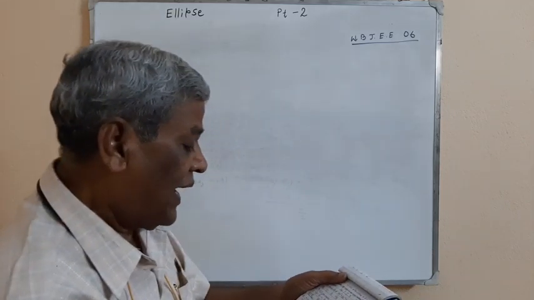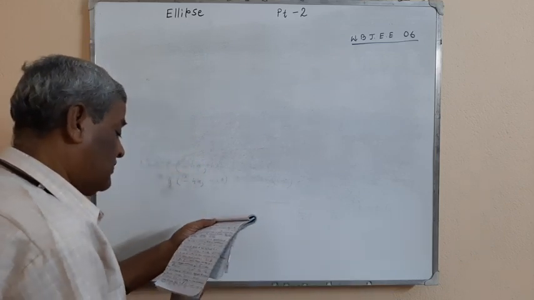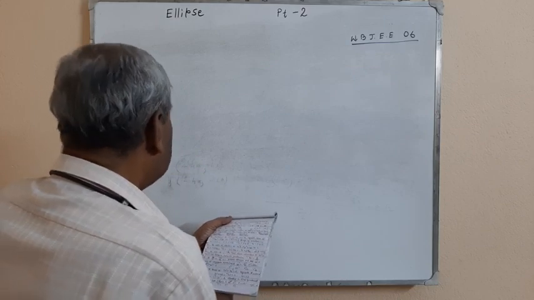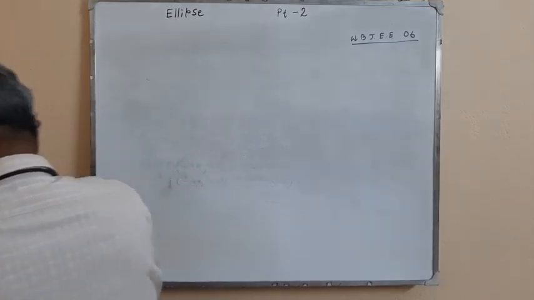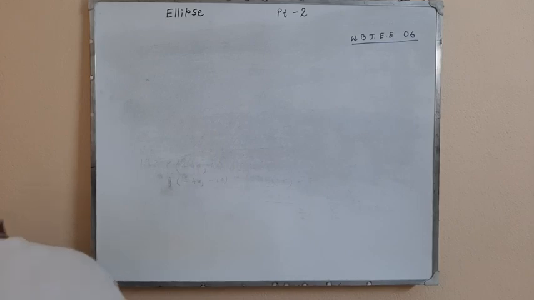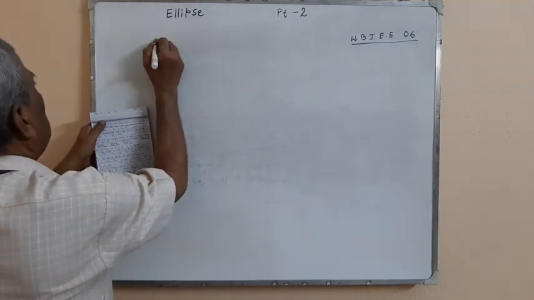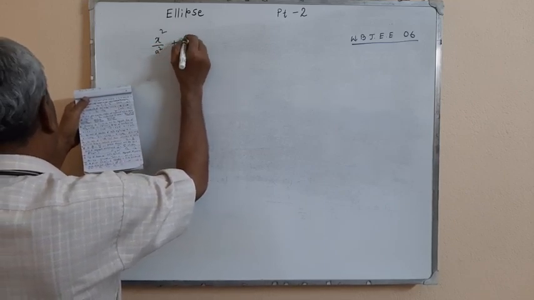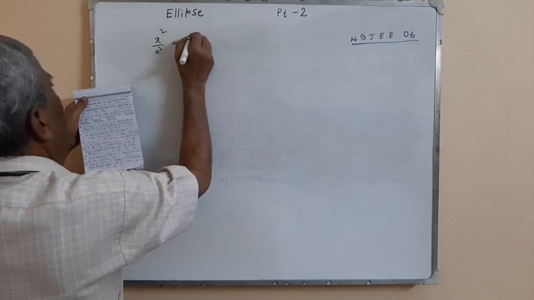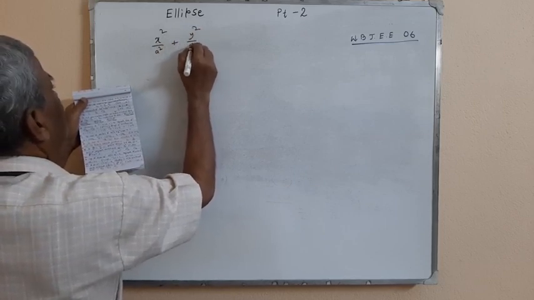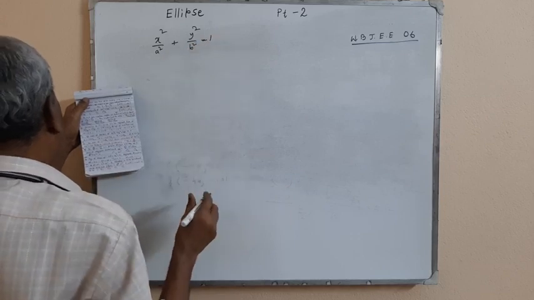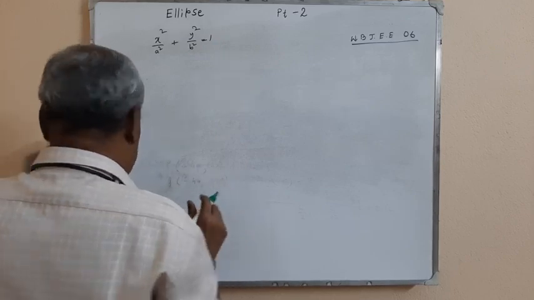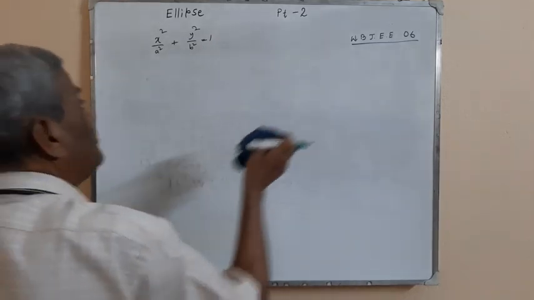If alpha and beta are eccentric angles at the two ends of a focal chord of x square by a square plus y square by b square is equal to 1, then the eccentricity of the ellipse is, options.